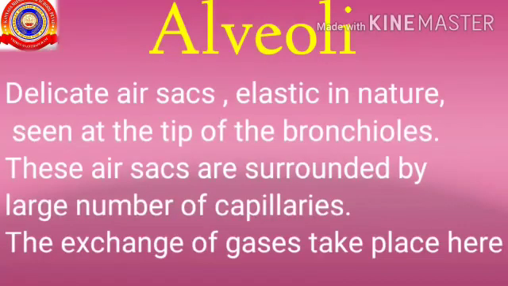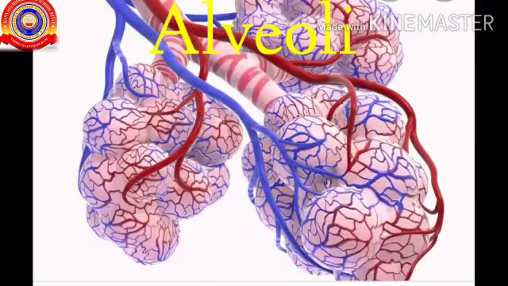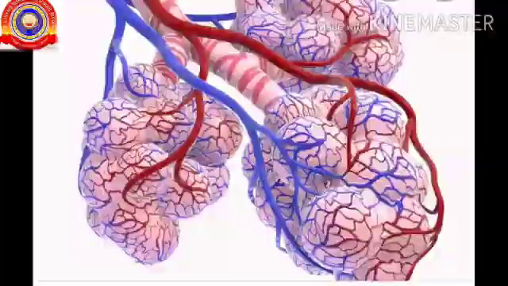Next one is the alveoli. The alveoli are delicate air sacs, elastic in nature, seen at the tip of the bronchioles. These air sacs are surrounded by a large number of capillaries. The exchange of gases takes place here.